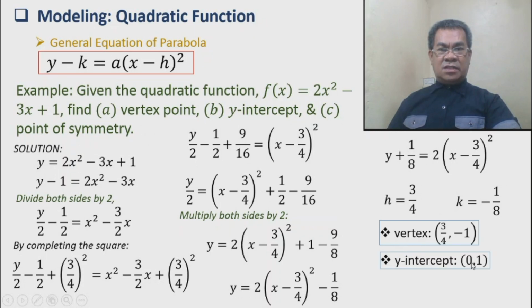So the y-intercept is what? The y-intercept, if we substitute x equal to 0, the answer is 1. So therefore, the y-intercept is located at (0, 1).